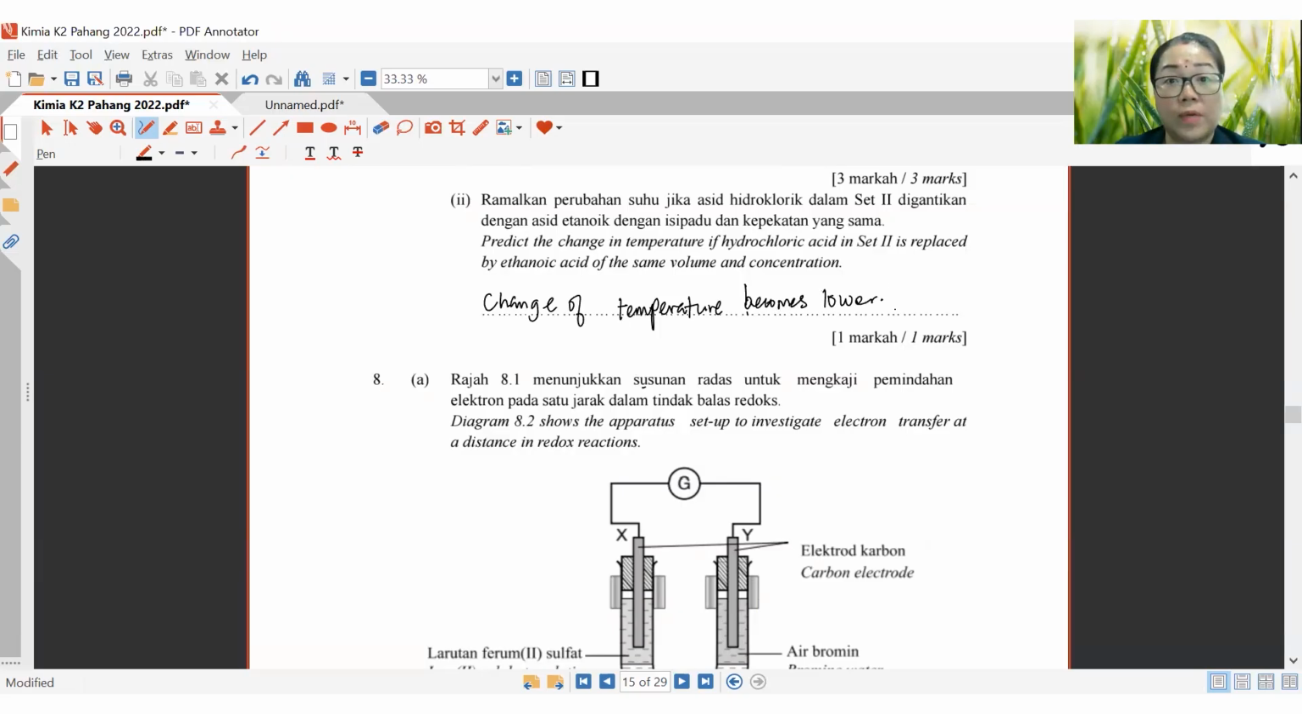Okay, it becomes lower. Definitely it will go lower because it's a weak acid. But you cannot say that it's half of the previous one, because why? It's not mentioned that the dissociation of weak acid in water is half. That means maybe it can be 3/4, it can be 1/4 only. So you cannot assume that it's half. It's not half.